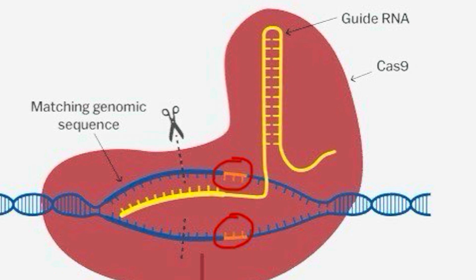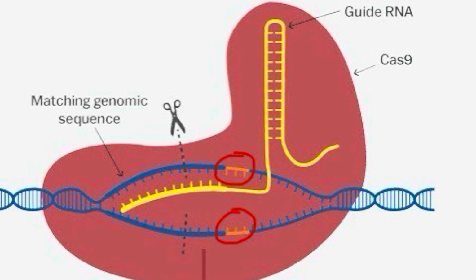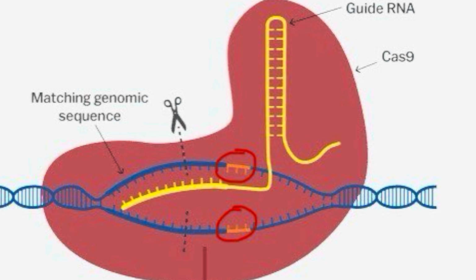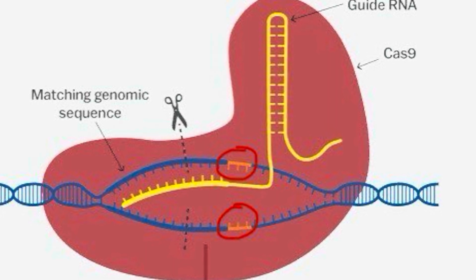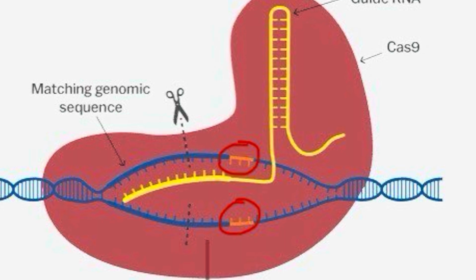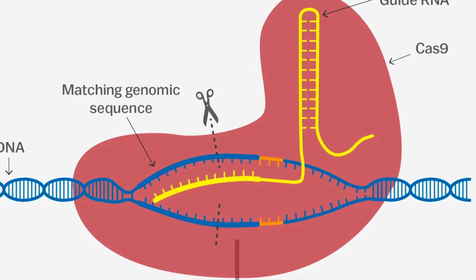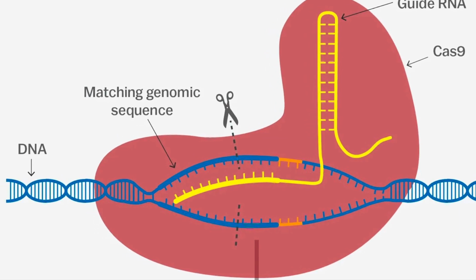And then here we have the PAM sequences, or the protospacer adjacent motifs, but PAM is much easier to say, helping the Cas9 protein identify where exactly to cut. So hopefully this diagram makes the CRISPR process much easier to visualize.